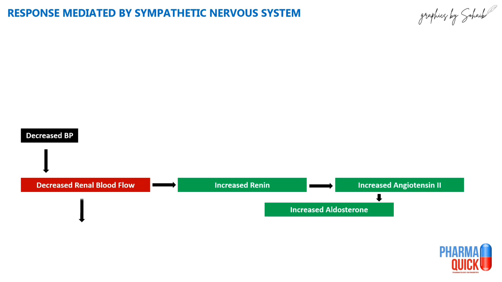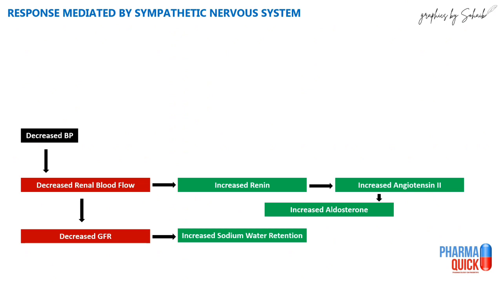The decreased renal blood flow causes decreased GFR. The glomerular filtration rate, the normal GFR is 125 ml per minute. When it is decreased, it leads to increased sodium and water retention, and this is caused by the increased aldosterone levels. When sodium and water retention increases in the body, it causes increased blood volume. Now you have to remember that the blood volume was increased.